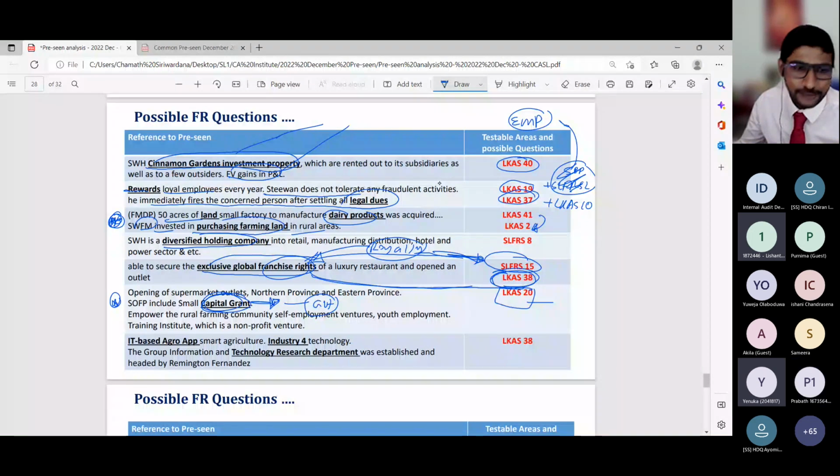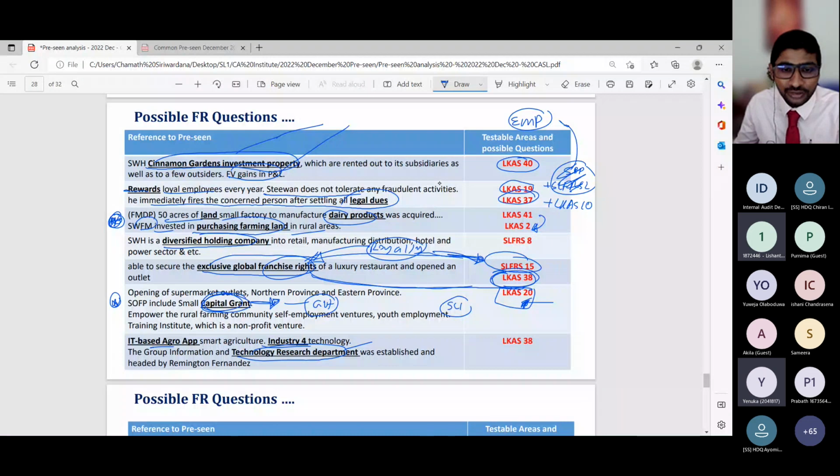Then there is an IT-based agro app, Industry for Technology, and a Technology and Research Department is there, and it is headed by Steven's son. You can see how technology and research and development is important, because Steven has appointed his son to take care of that. In that case, they are into development of technology, IT-based, everything, right? So what comes to your mind? These are intangible assets. Most of the intangible assets can be internally generated intangible assets. So in that case, you have to address this particular issue.